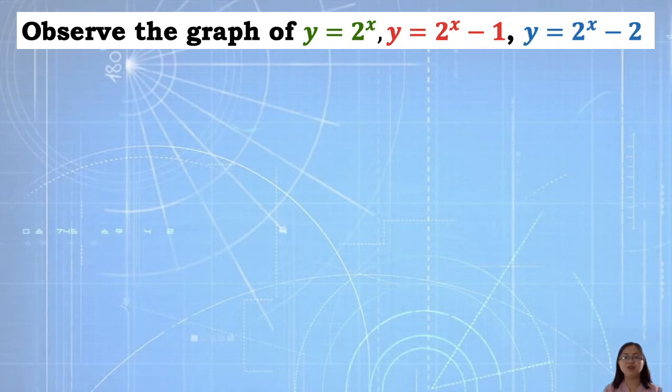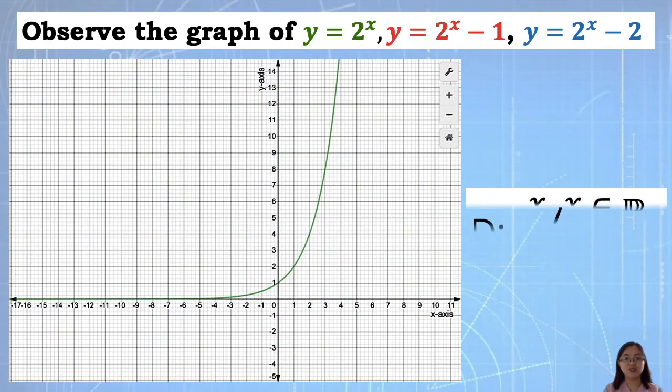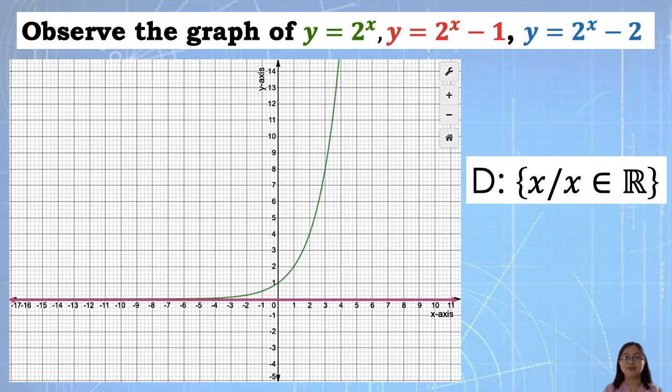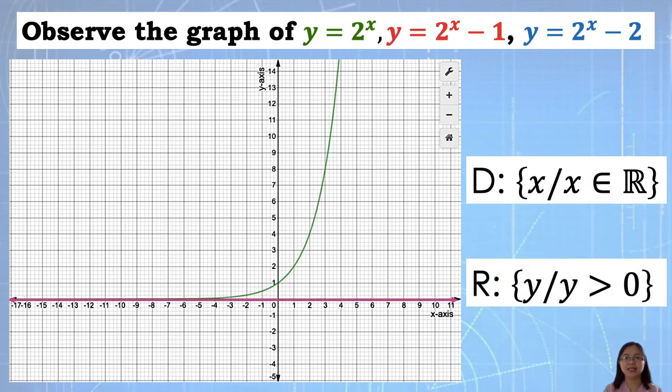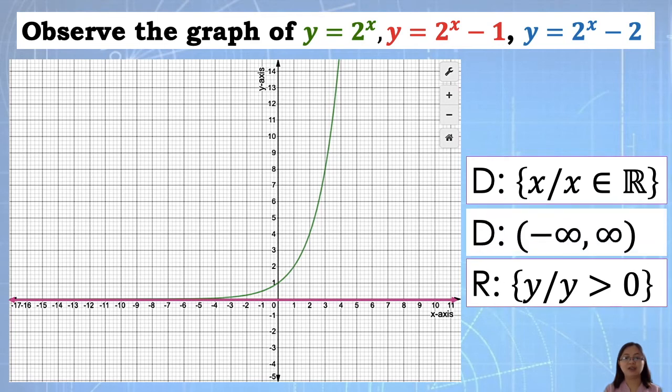Observe the graphs of y = 2^x, y = 2^x - 1, and y = 2^x - 2. Let's start with the parent function. And I'll be posting here the domain and range. So we have the domain and the range. How about the next one?